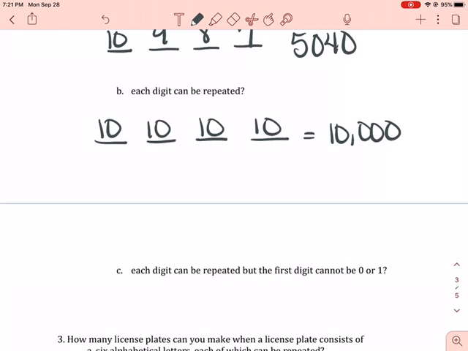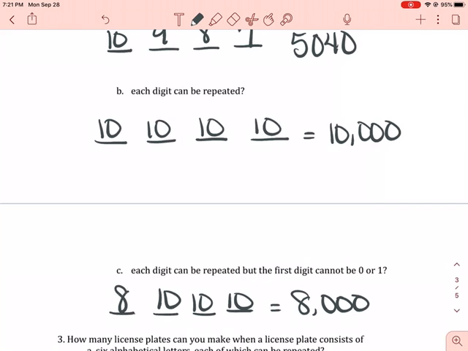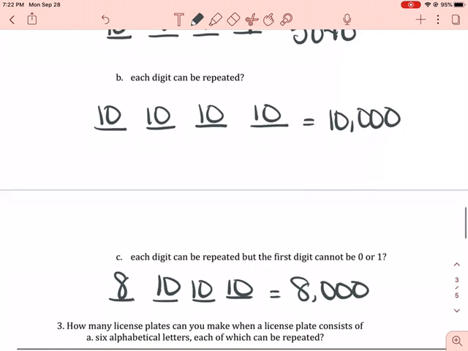All right, let's try this one. Each digit can be repeated, but the first digit cannot be a 0 or a 1. Again, 4 slots to fill. It can't be a 0 or 1, which means I've limited my number of choices for the first digit down to 8 possible digits. But the other 3 can be all 10. So that's 8,000 different choices. All right, pause the video and try the next ones.